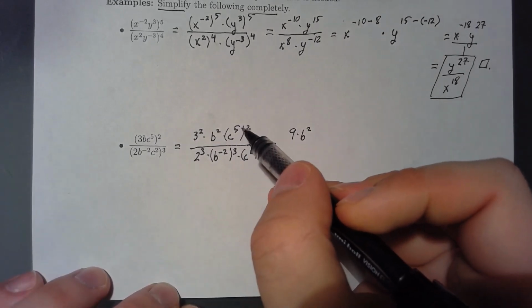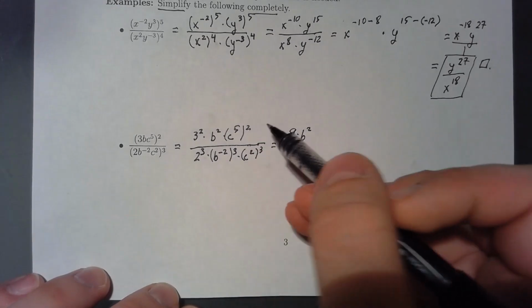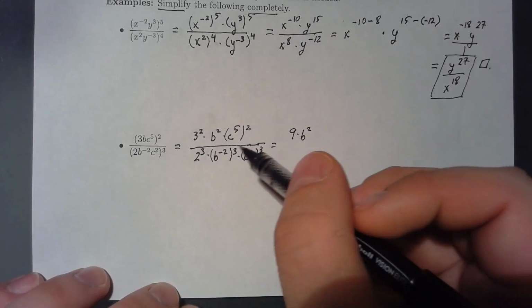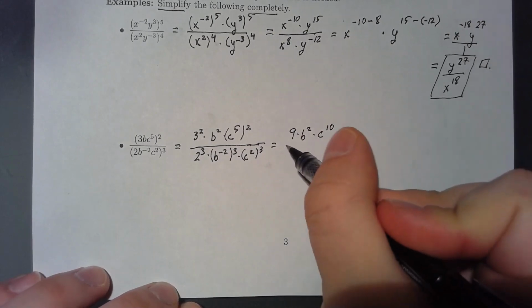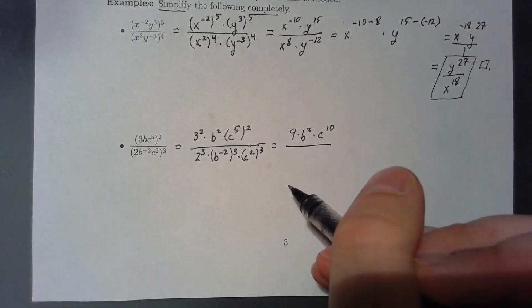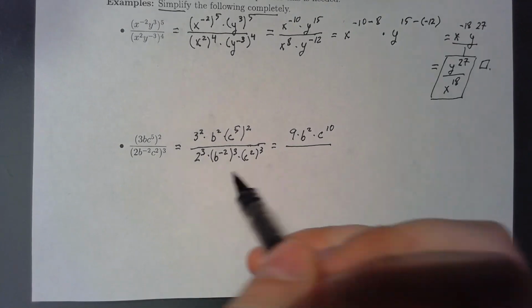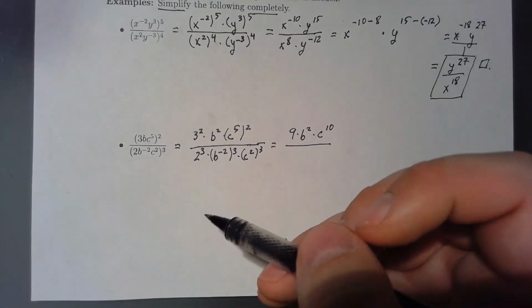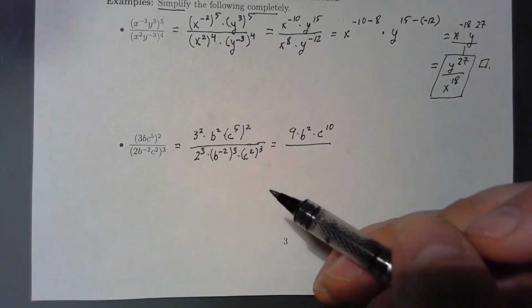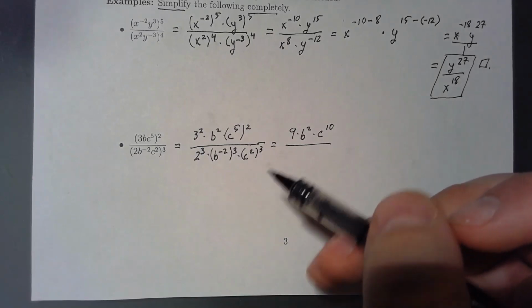What's c to the 5th to the 2nd? A power to a power, I multiply. So that's c to the 10th, all over 2 to the 3rd power. 2 times 2 times 2 is what? 2 times 2 is 4. 4 times 2 is 8.